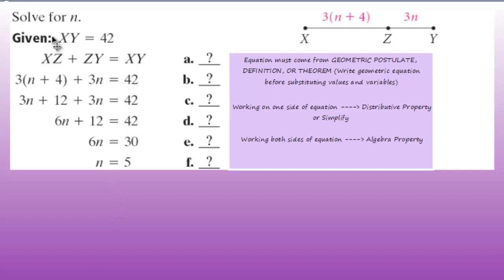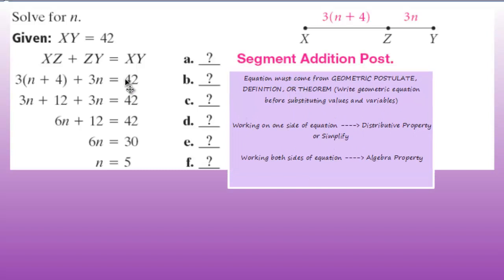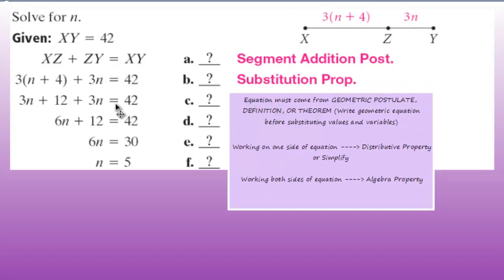All right, now here they solve for n, and all we are given is this diagram. So again, we start with a geometric equation. We know that XZ plus ZY is equal to XY. How do we know that? Segment addition postulate. We then substitute in these values up here for these letters. So that's substitution property. We're then going to multiply this 3 to get rid of the parentheses, so that's to distribute.